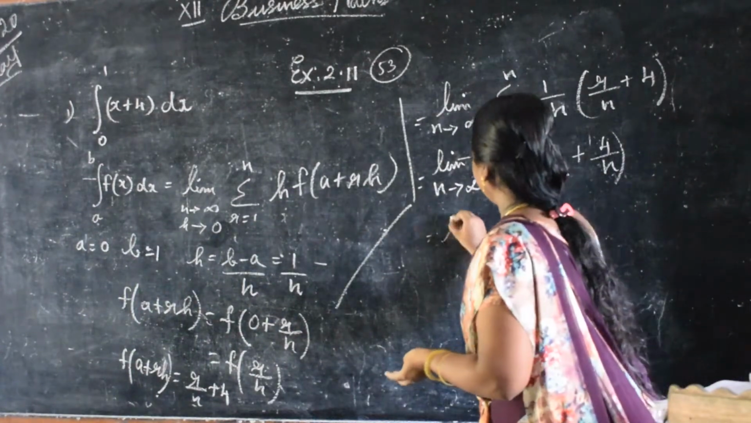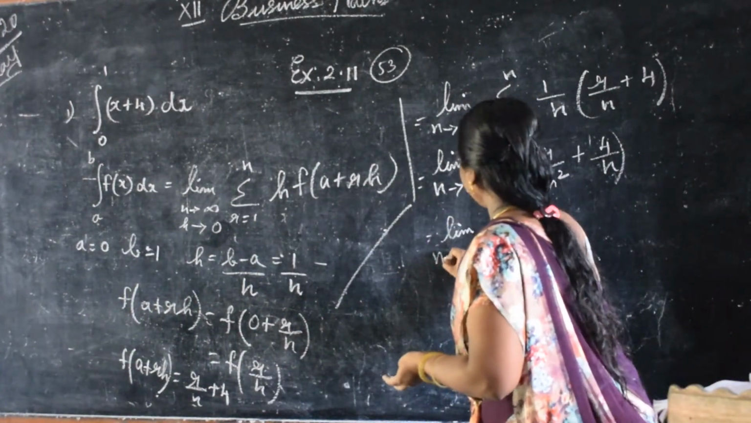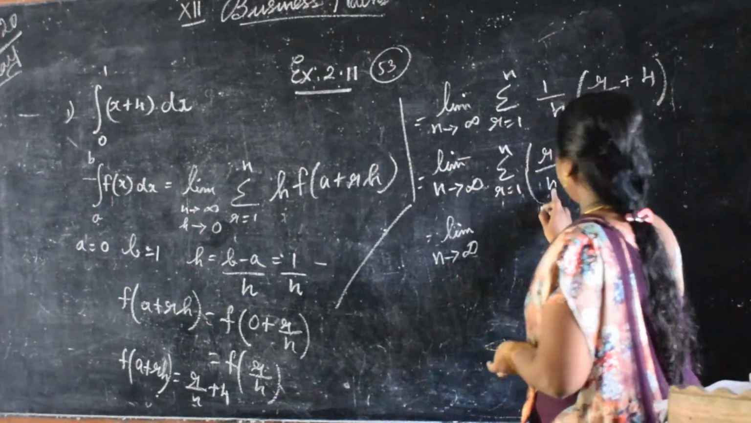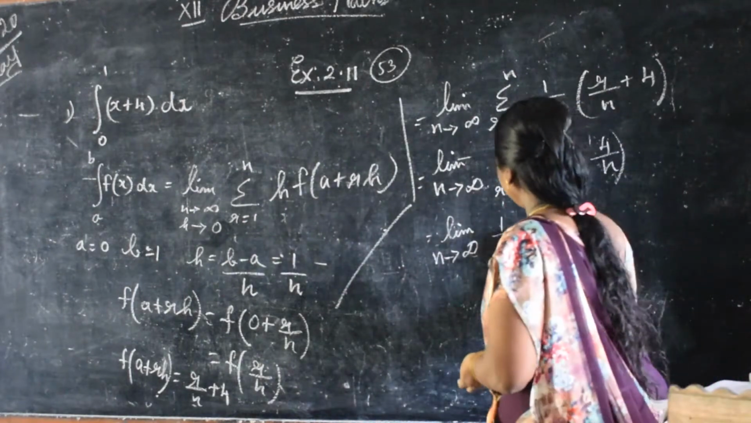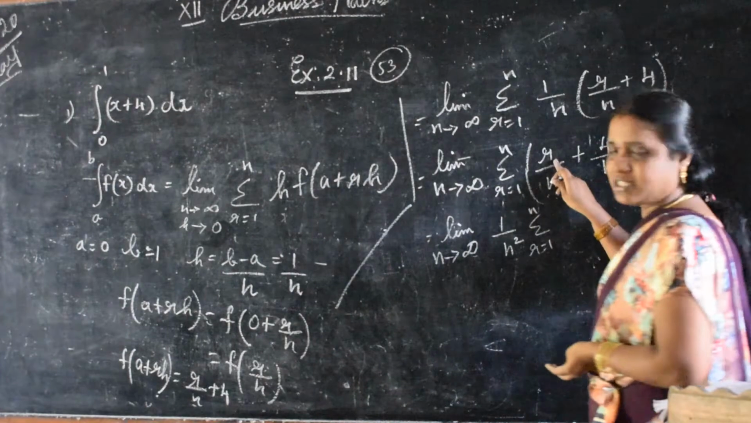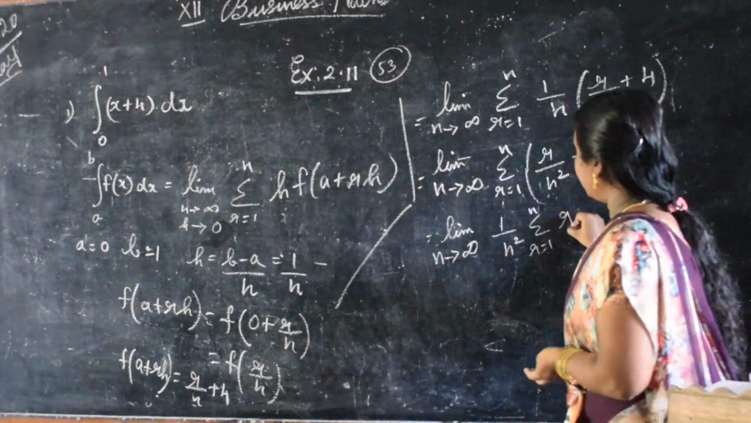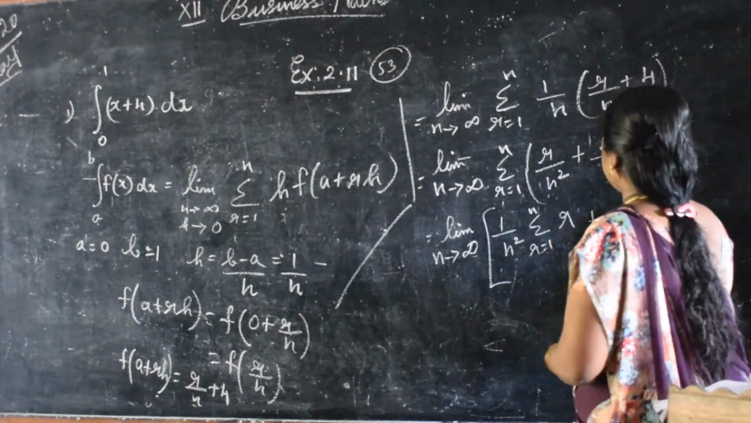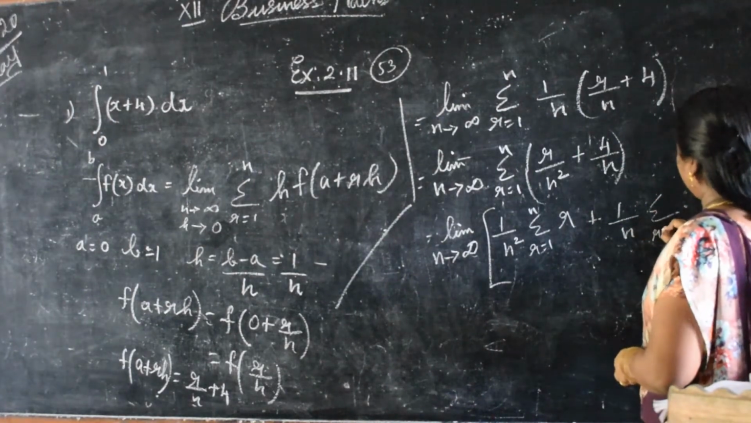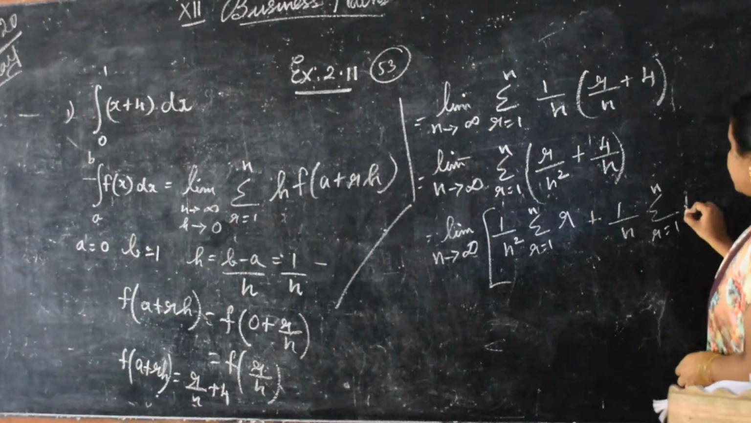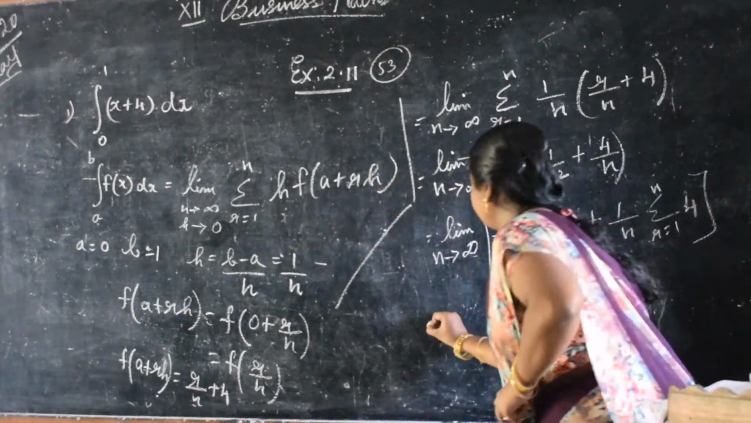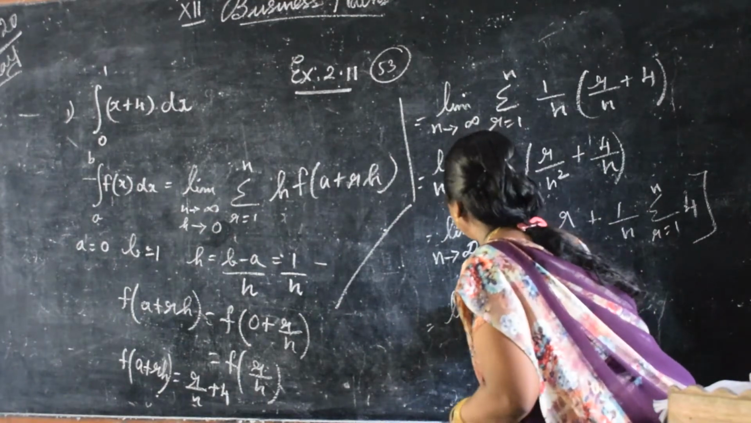See here. Limit n tends to infinity. Inside, 1 by n square is there. Take that outside. 1 by n square summation r is equal to 1 to n. Here what is remaining? After taking 1 by n square outside, only r. Again you take 1 by n outside. Then what will be there? Summation r is equal to 1 to n. Only 4 is remaining.